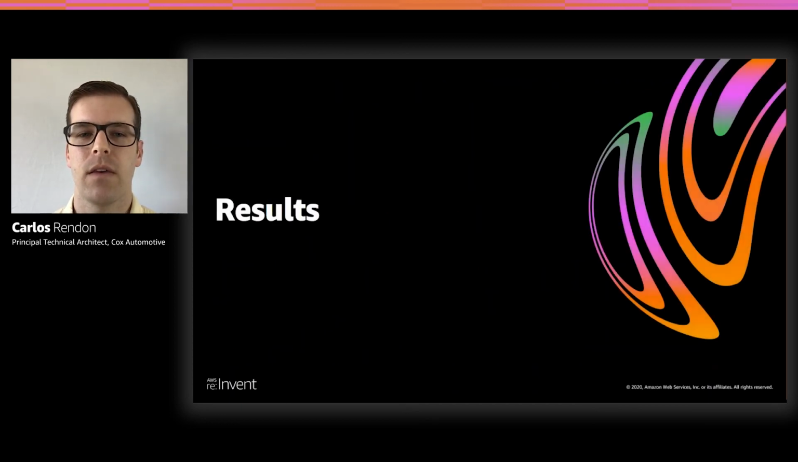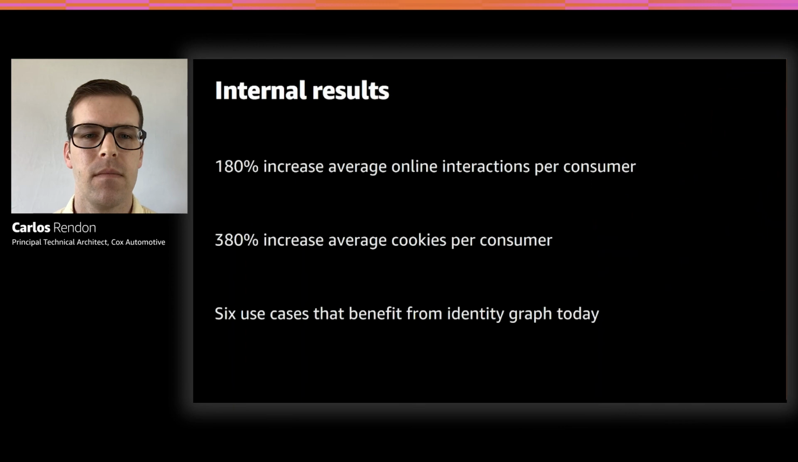So let's talk about some of the value that we've seen from our identity graph at Cox Automotive. Internally, and this is mostly coming from our householding process, we're seeing twice the number of online interactions per consumer, which means that we have much more data to work with. And with most machine learning algorithms, having more data gives you much better results. We're also finding that we're able to use this identity graph technology for several different use cases. Once again, it's a very foundational technology, and you'll find lots of ways to use it.